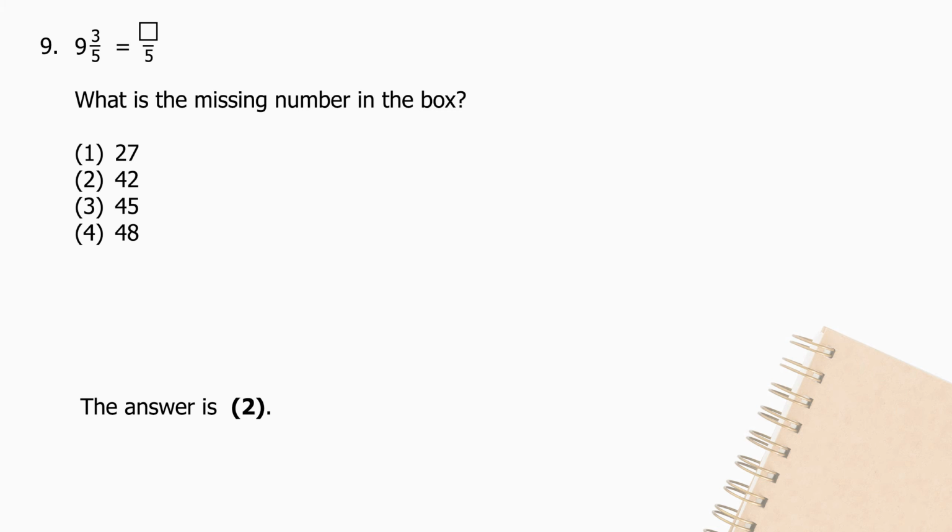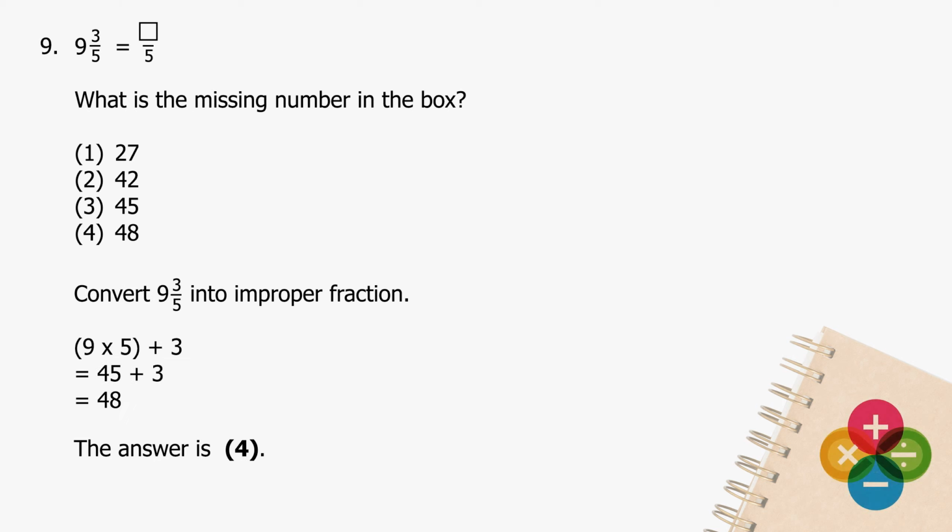Question 9. Convert 9 and 3/5 into an improper fraction. What is the missing number in the box? Take the whole number 9 and multiply by the denominator 5, and you will get 45. Add 45 to the numerator 3, and you will get the answer 48. The answer is 4.